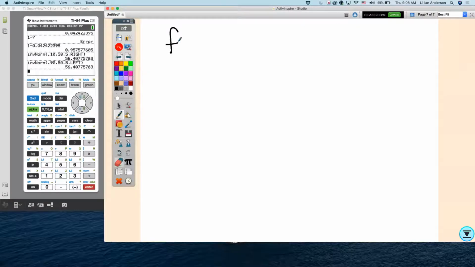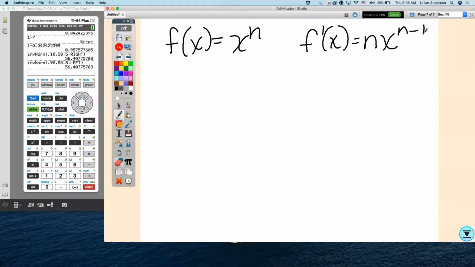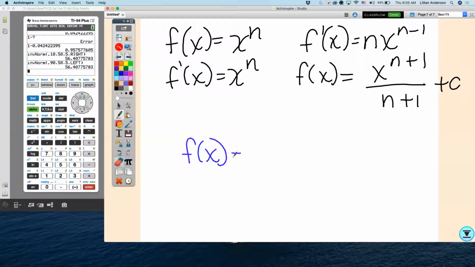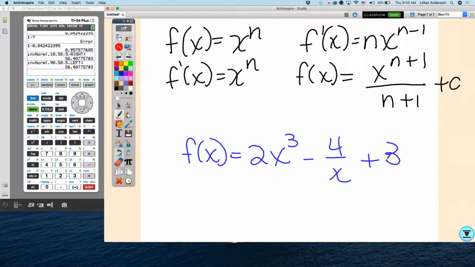Actually, real quick, in your reference booklet, they give you this. That's the power rule. The first one's for derivatives. This is what they give you for integration. So if you have a power function such as 2x³ - 4/x + 3, and you were asked to find the derivative of this.